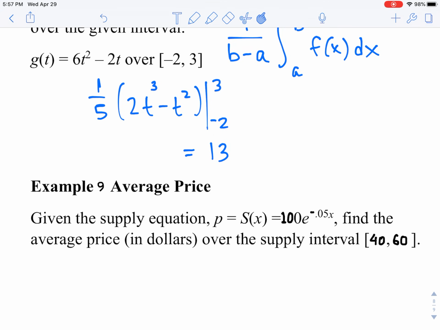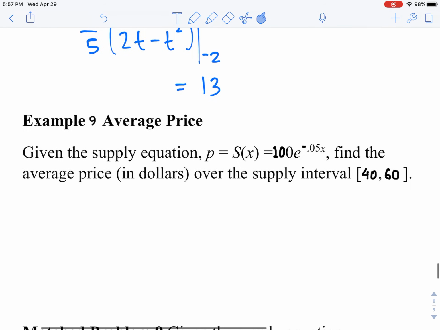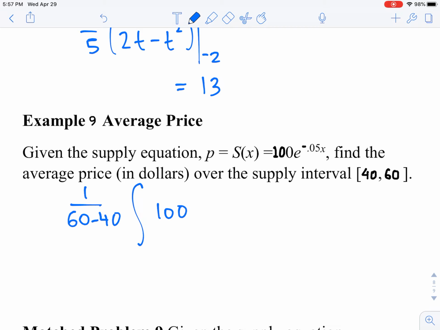Looking at this as an application, finding the average price over a supply interval. So I do 1 over 60 minus 40, the integral of 100 e to the negative 0.05 x from 40 to 60.